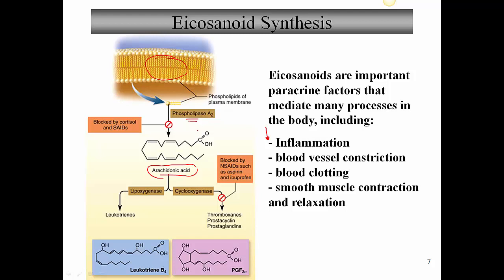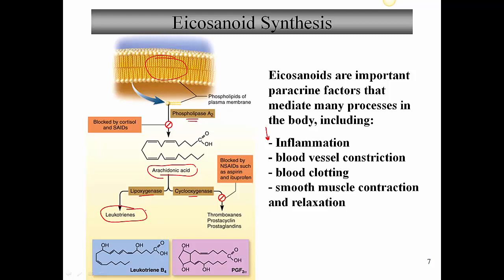These are called eicosanoids, eicosa meaning 20. These are typically 20 carbon-containing compounds. Now, depending on the enzyme that arachidonic acid is exposed to, the eicosanoids can be produced by two different enzymes. One is called lipoxygenase, the other is cyclooxygenase. As you see, we can make things with lipoxygenase like leukotrienes.